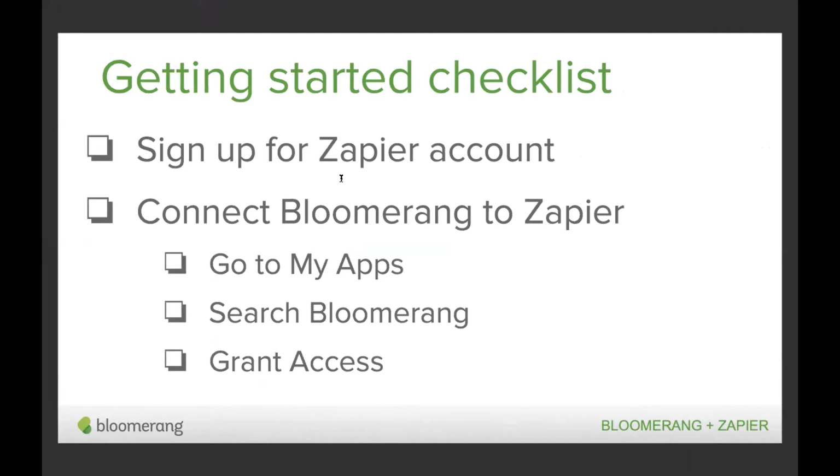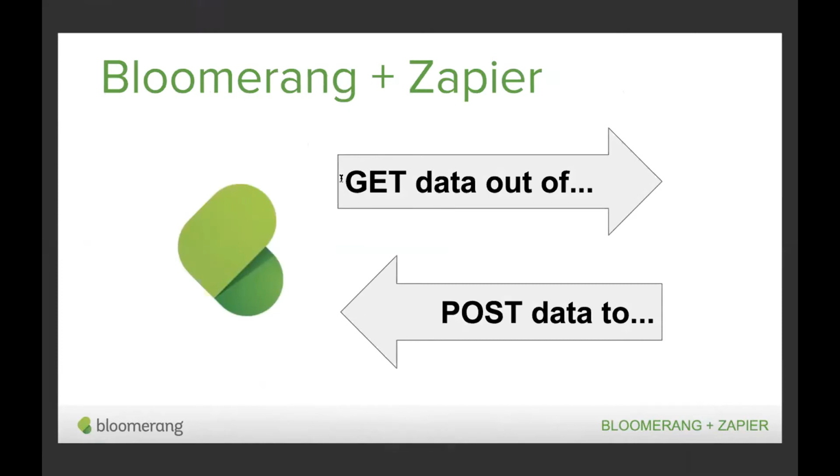Now let's talk a little bit about what we can do with Bloomerang and Zapier. With the Bloomerang Zapier app, we can build integrations with data flowing out of Bloomerang and also build integrations with data flowing into Bloomerang. And so the flexibility to build integrations that flow in each direction, both in and out of Bloomerang, allows us to support any part of an organization's fundraising strategy.